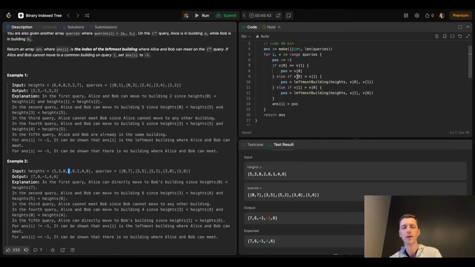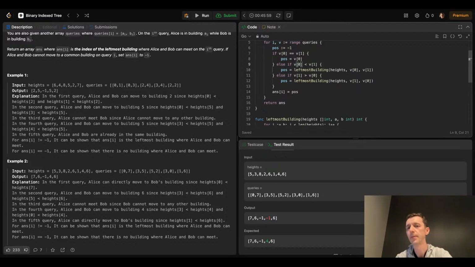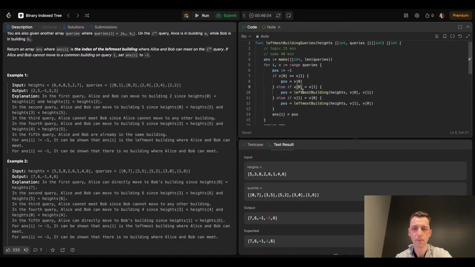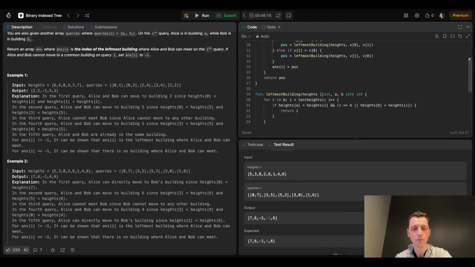Oh, yeah. We need to worry about the index, not the... Oh, wait a second. These are indices. Yeah, so these are indices. Yeah, the bigger index we pass. Yeah, the query. Yeah, these are the indices. Why would it return -1?